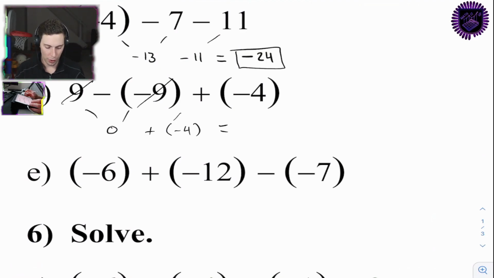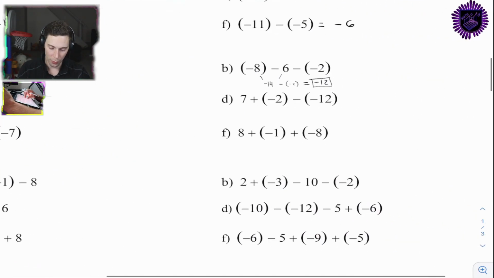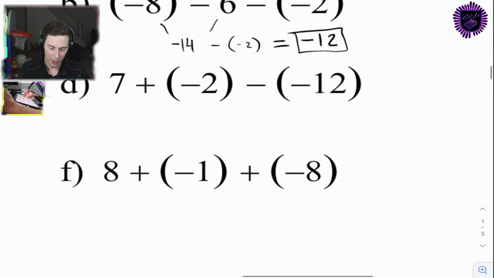0 plus negative 4 is going to equal negative 4. That's our answer. Amazing. Over to 5D.